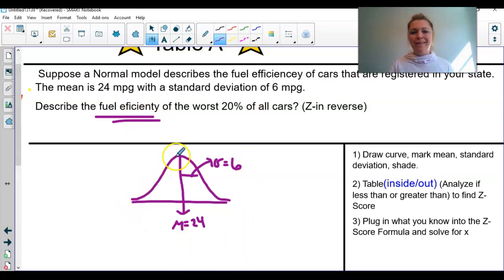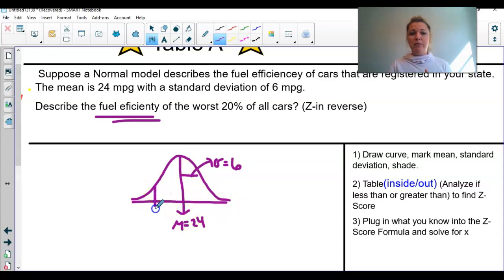Well, this whole thing has an area under the curve of 1 or 100%. This top half is the top 50%. This bottom half is the lower 50%. So the worst 20% would be somewhere over in this area. Here's the 50% mark. 50% have a fuel efficiency less than 24. That's the mean. That's 50% always when you have a normal distribution. So this might be 60%, 70%, 80%, 90, all the way to 100%.